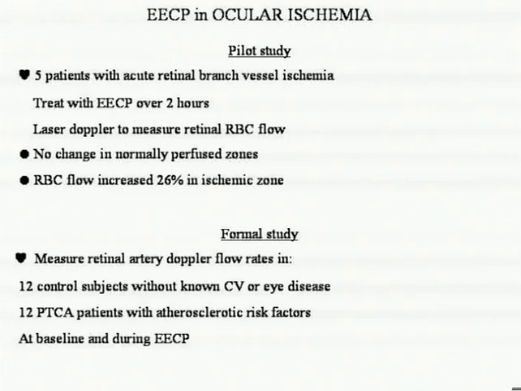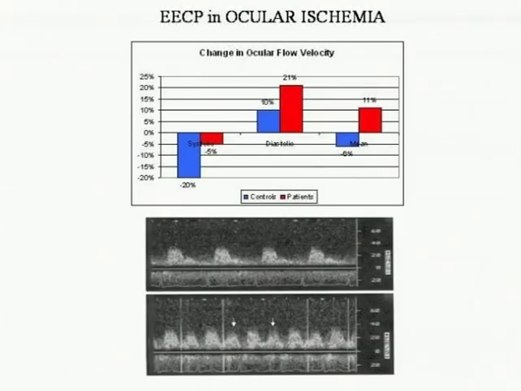They had risk factors at baseline and during ECP, and you can see systolic blood pressure fell a little bit more in the controls, diastolic rose a little bit more in the patients, mean blood flow improved in the patients. Here you've got the Doppler waveform at baseline and during ECP, and you've created a retrograde pressure wave to collateralize the blood vessels in the eye.